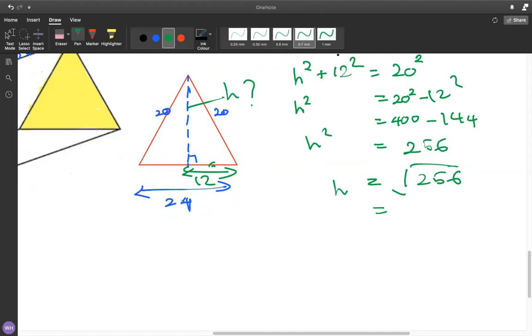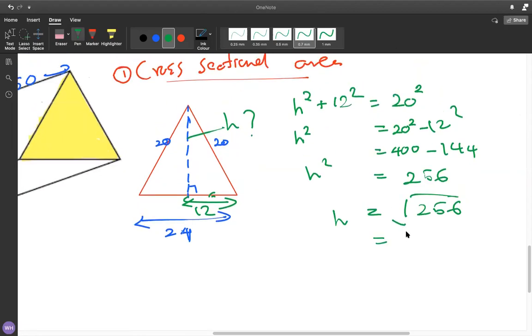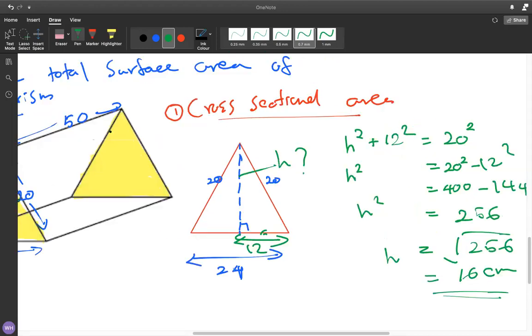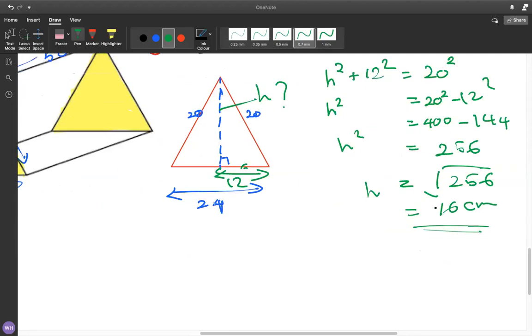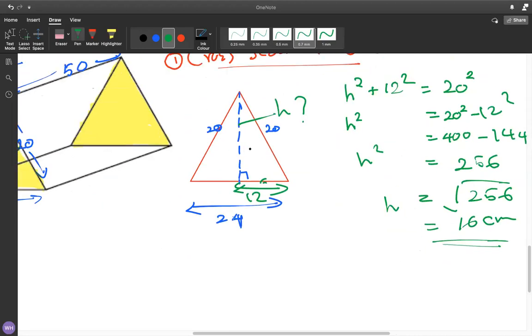The square root of 256, what is it? Square root of 256 is 16. Okay, finally, this 16 is in centimeters. All these are in centimeters; I have not mentioned it, I'm sorry. So this is 16 centimeters, the perpendicular height h.